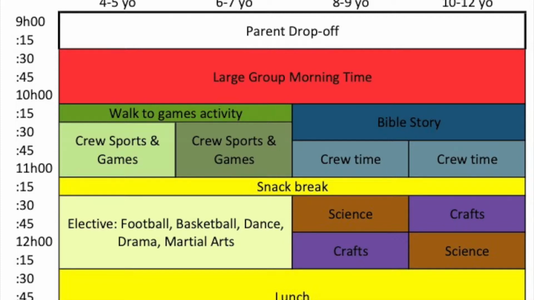At 10:15, we will divide in 2. Groups 1 and 2 will walk to the location of the games for the day. This location will change from day to day. We'll tell you more about that when it becomes relevant for you. After 45 minutes of sport and game time, they will come back to the large room and have their snack at 11:15. Afterward, the younger 2 groups will spend an hour in their elective activities. We plan to offer team sports, which includes basketball and soccer, dance, drama, music, and martial arts.